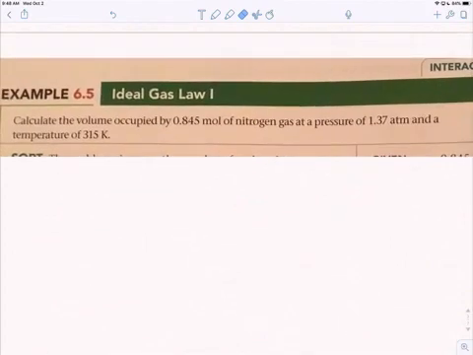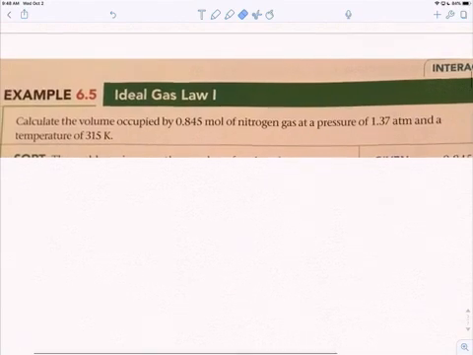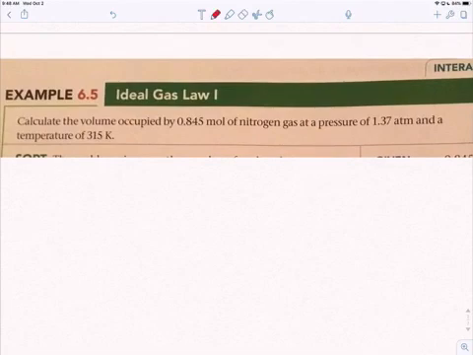Calculate the volume occupied by 0.845 moles of nitrogen gas at a pressure of 1.37 atmospheres and a temperature of 315 Kelvin. So remember, you say Kelvin, you don't say degrees Kelvin. It's 20 degrees outside. It's 293 Kelvin outside. So no degrees.